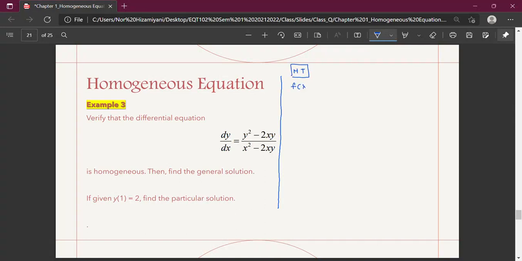So we have f(λx, λy) is equal to (λy)² minus 2(λx)(λy) divided by (λx)² minus 2(λx)(λy). And then you expand first before you simplify. So remember, you use the index law to expand your function, especially for (λy)² and also (λx)².